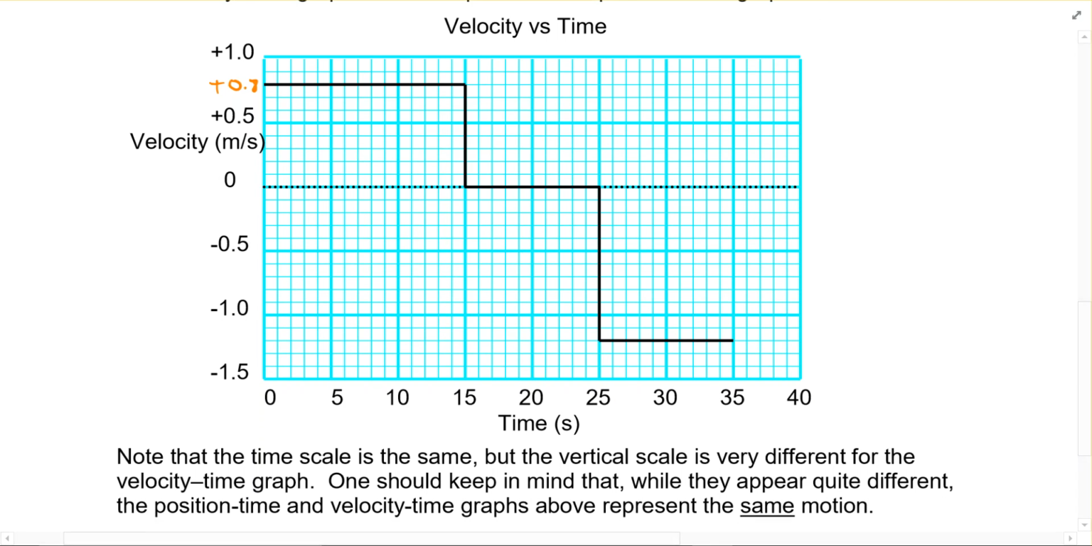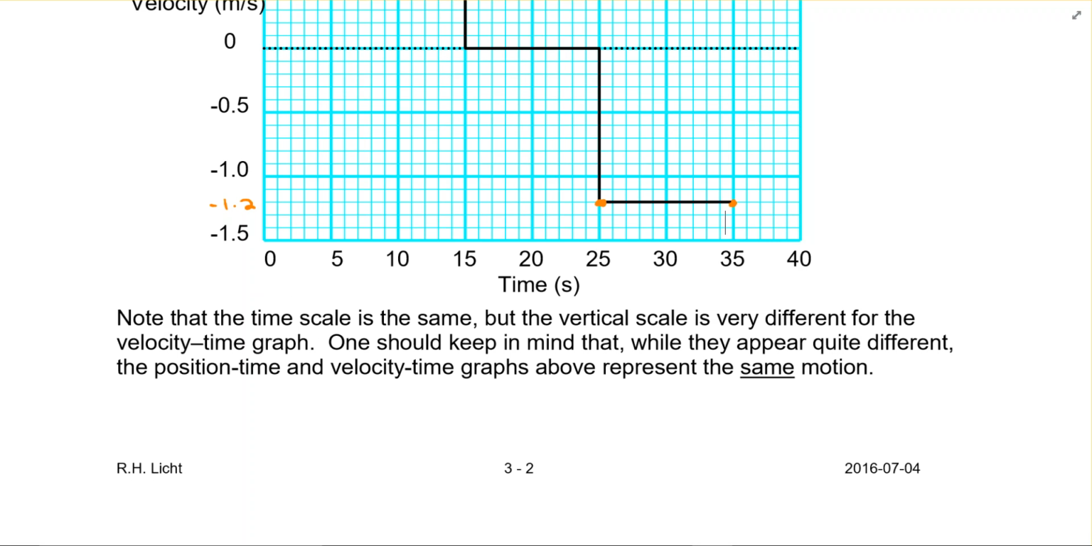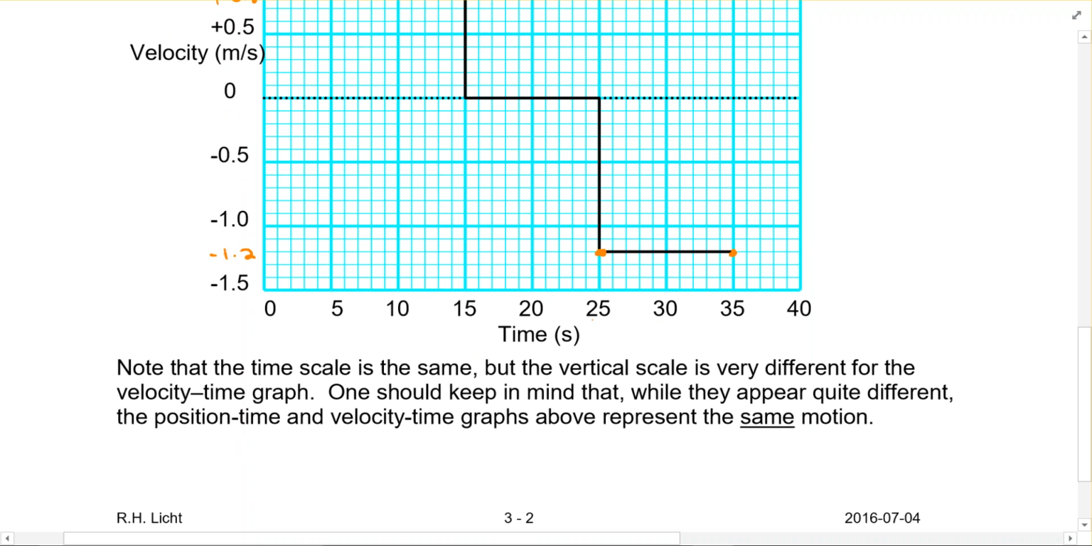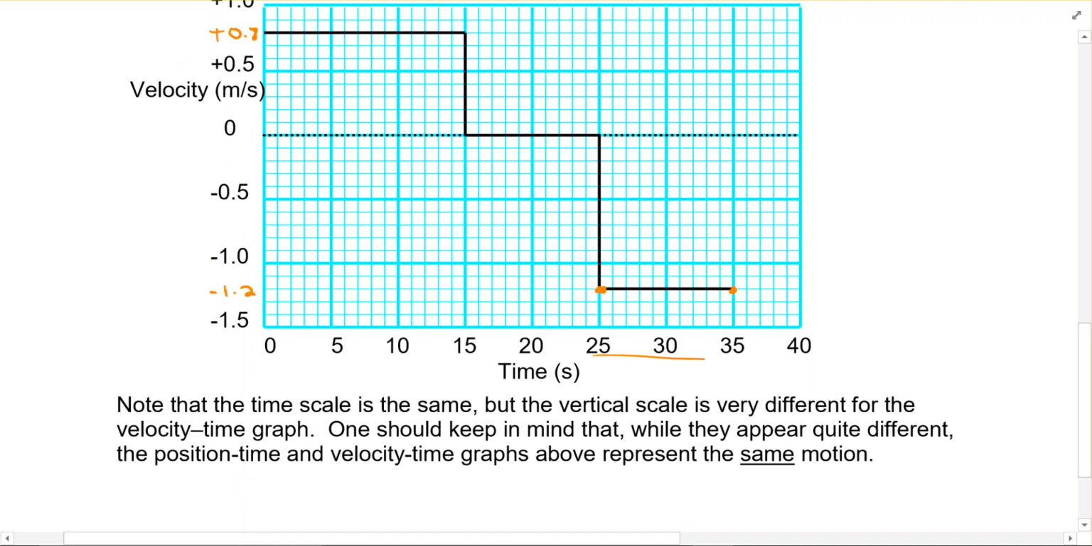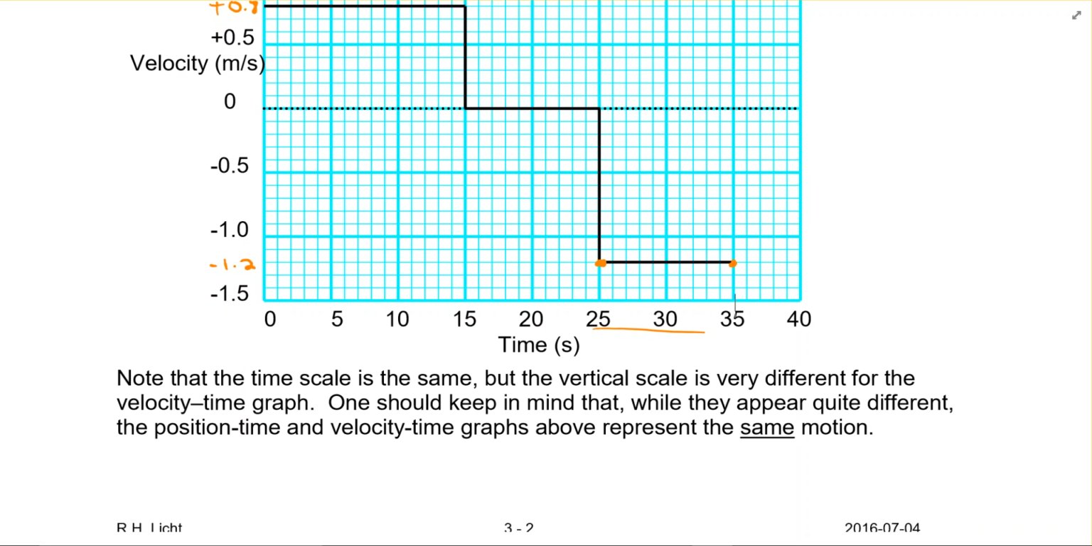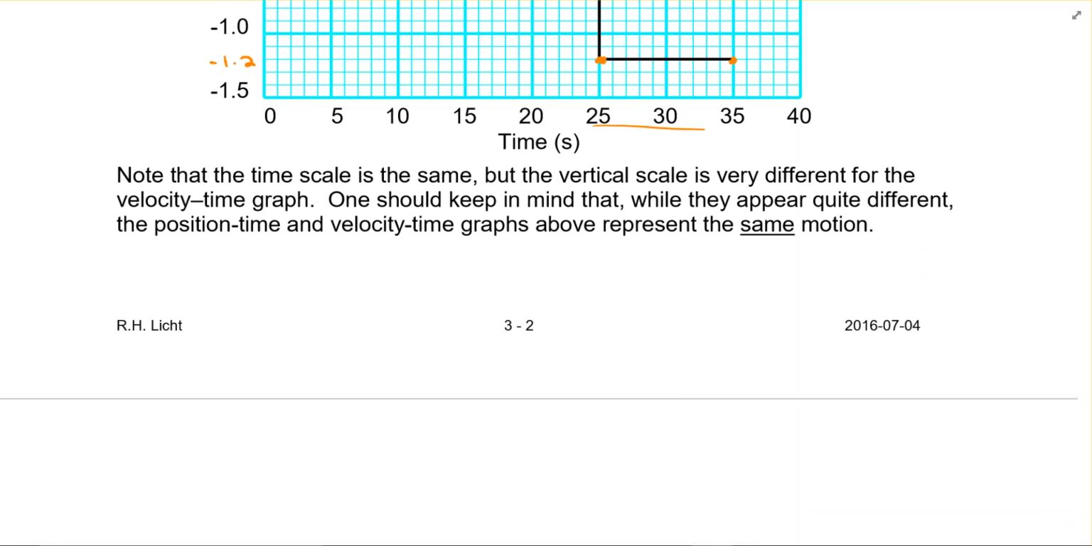Okay, and then you can see we go from 0, and then all of a sudden we go down to negative 1.2, and then just a straight line from there to there. Hopefully that made sense. And like I said here, just make sure that you know that the scales for time are going to be the same, but the scales up the y-axis are going to be very different. They're in meters per second.